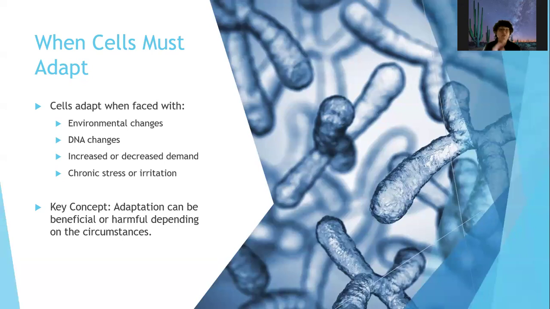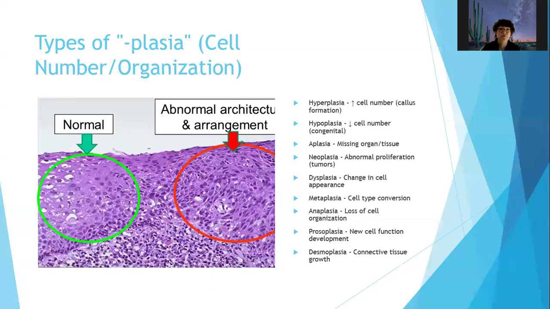Cells adapt when they're faced with environmental changes, DNA changes, increased or decreased demand. An example that probably all of us are familiar with is muscle hypertrophy. When you increase the demand on muscle by working out, the cells get stronger because of that increased demand. If you are completely sedentary and you don't use your muscles, the cells get smaller because of decreased demand, and that's atrophy. Chronic stress or irritation can also cause cells to adapt, and we'll talk about different ways that happens. So adaptation can be beneficial or harmful depending on the circumstances.